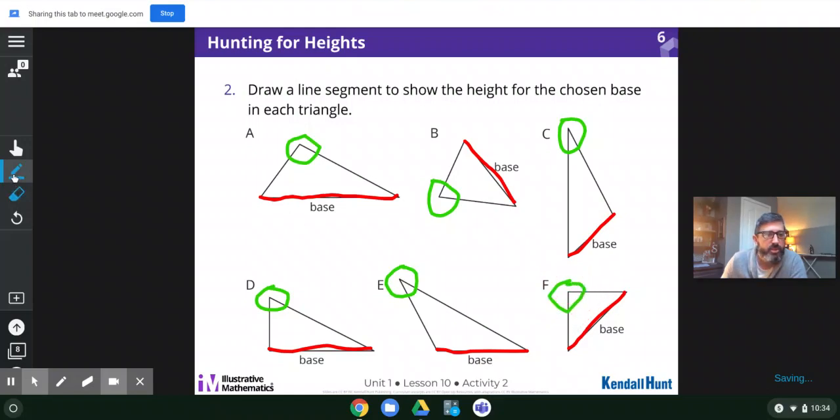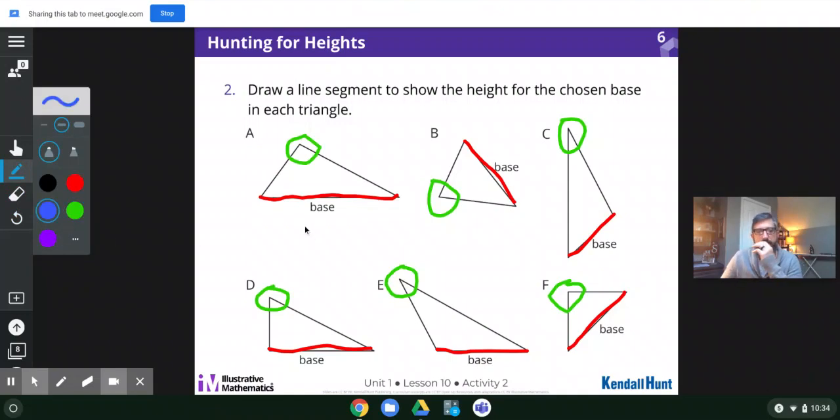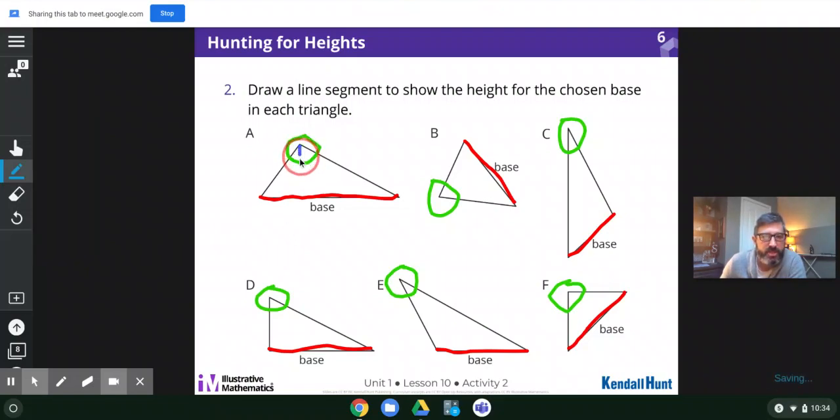So now we can draw our perpendicular line from the opposite vertex to get our height. In this first example, I'll go from the vertex down to the base. We can do that really easily because the opposite vertex falls directly above the base. Same with this one. Start at the vertex and then go down to the base.